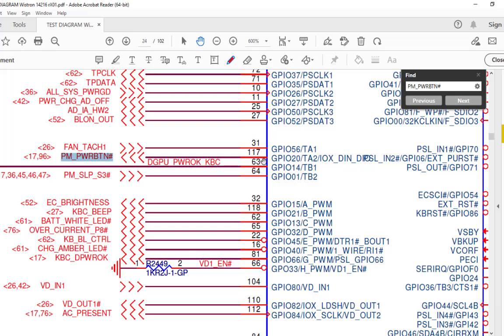Then in that case either the SIO is bad or my EC BIOS is bad. In this model the EC BIOS and main BIOS are combined, so in that case we have to flash the main BIOS first. If the problem is not solved, then we have to replace the SIO. So friends, in this way we have to trace the signal. Now we'll go to the next signal.